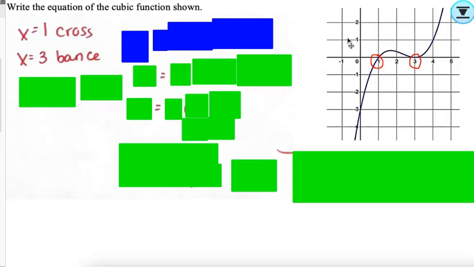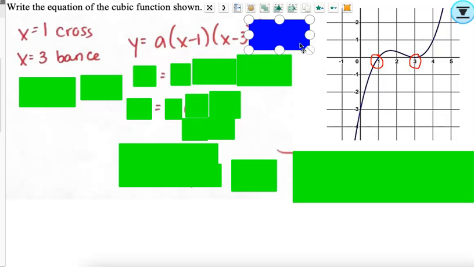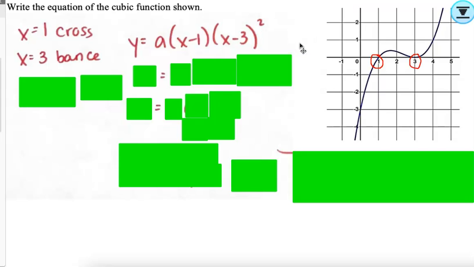So step 1 is to write our equation. So I'm going to start with y equals. I'm always going to have my a. This first x-intercept, x equals 1, will turn into x minus 1 in our equation. This 3 is going to turn into a minus 3, but if it bounced, it is going to be squared. Kind of like the last unit.